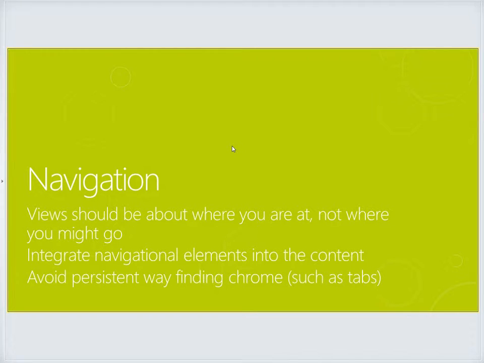Now, navigation, again, we talked about this a little bit. It's really about where you're at, not where you might go. And we want to integrate navigational elements into the content and avoid persistent wayfinding and breadcrumbs. And the reason we want to do that is because fundamentally there are two types of navigation structures that you actually see in Windows, and they support a lot of different experiences.